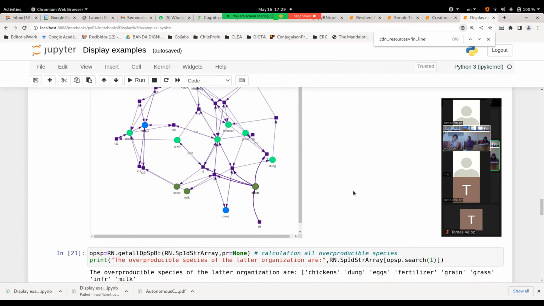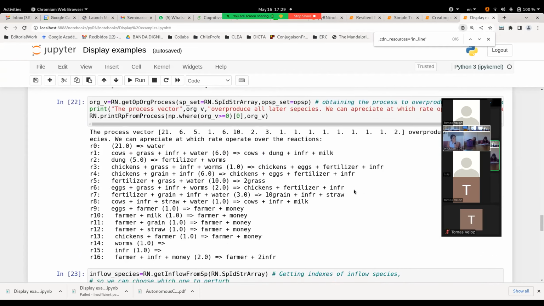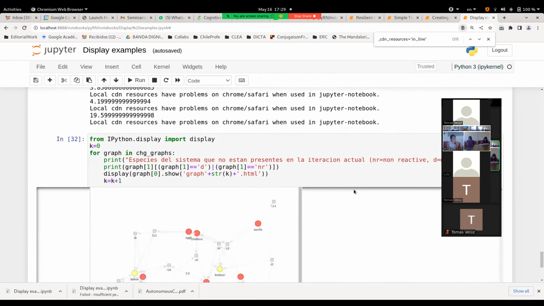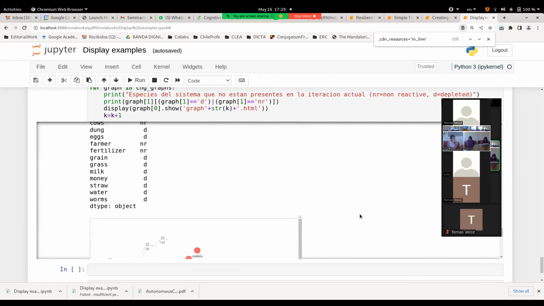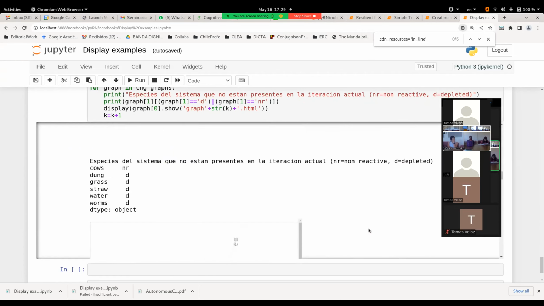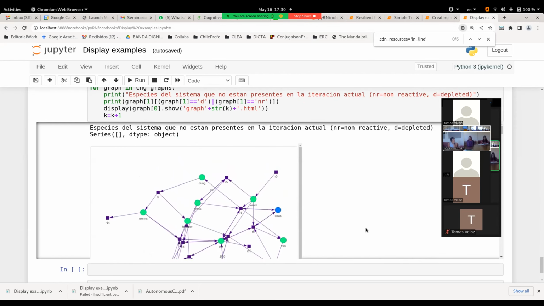So I just want to show maybe a little bit of how the propagation goes out, because we were studying as well how a perturbation will propagate through the network.